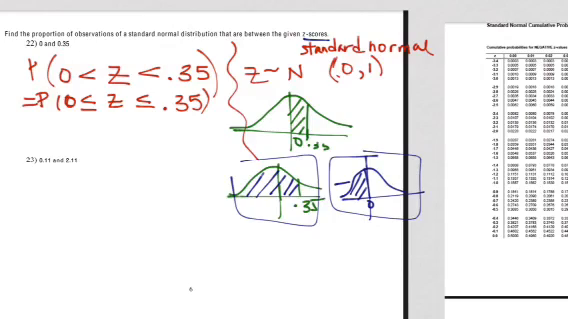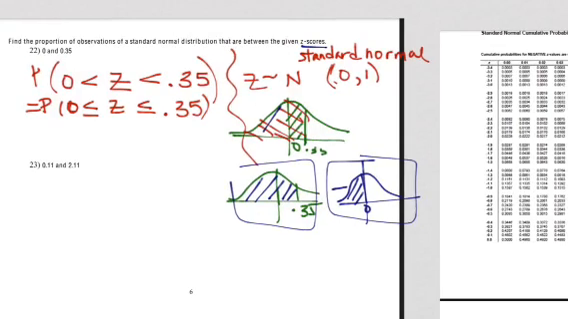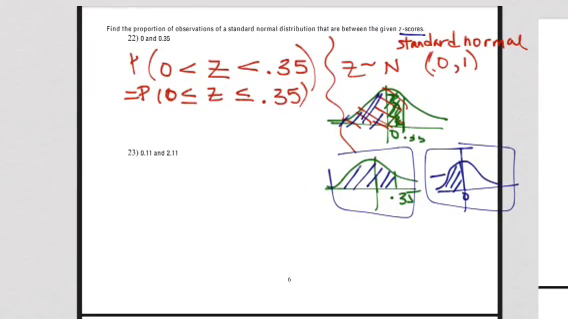I might try to show it to you a different way. The probability of being less than 0.35 in this original graph that I drew would be all of this. But that's too much. If I then subtract away this region, that would give you just the green region that we actually want. So the probability of being between 0 and 0.35 is the probability of being less than 0.35 minus the probability of being less than 0.